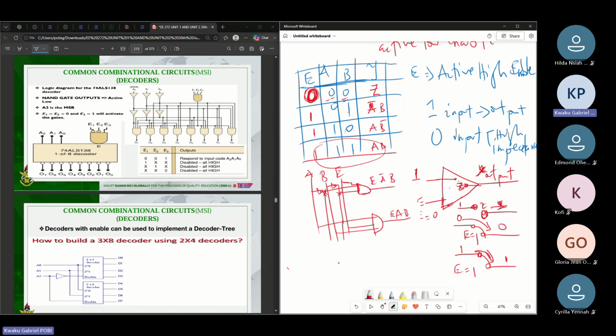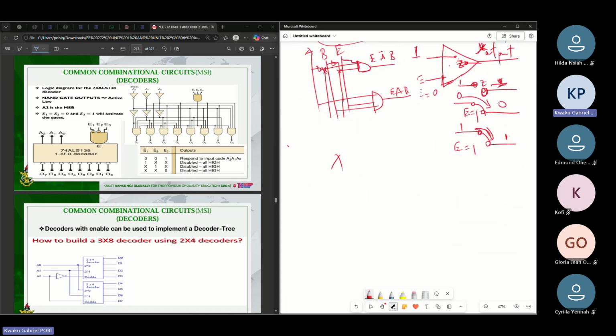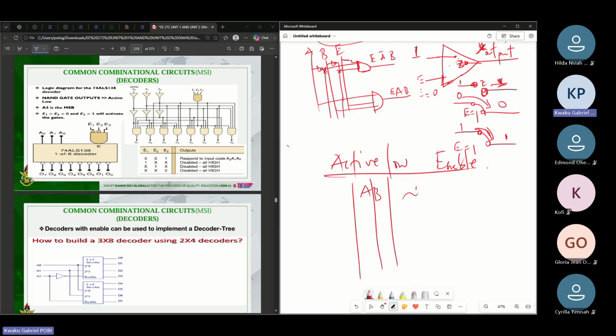In a case where you have, let's say, active low enable, it means that if I'm considering this table and then this, let's say this is your Y, this is your enable, it means if here is 0, whatever that is here will be seen here. If here is 1, whatever that is here will not be seen here. So what that means is here I'll represent it as E bar because it's active low enable.